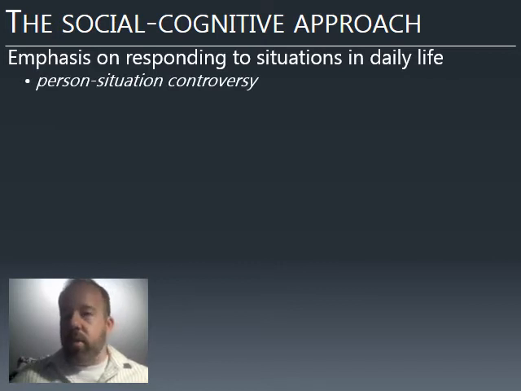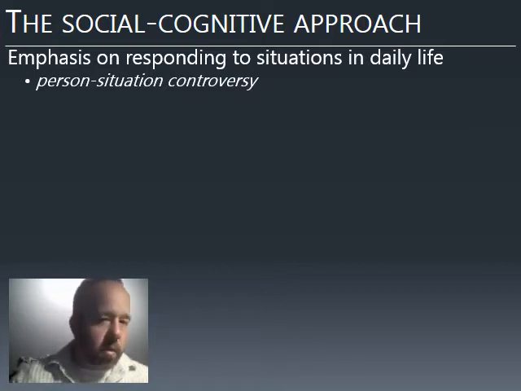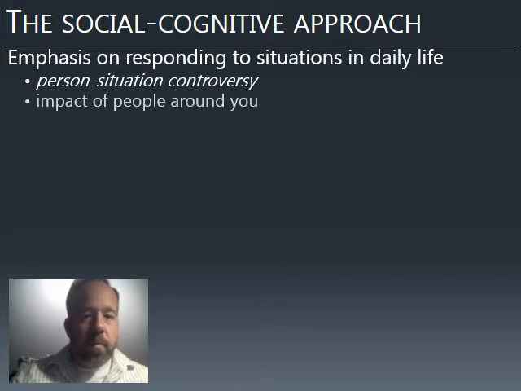So this is what's referred to as the person-situation controversy. Are our decisions, are our behaviors driven by internal mechanisms based on our personality, or are they driven by the situation? And of course, both are true to a certain extent, but the emphasis on the situation was what the social cognitive approach really brought to the table.